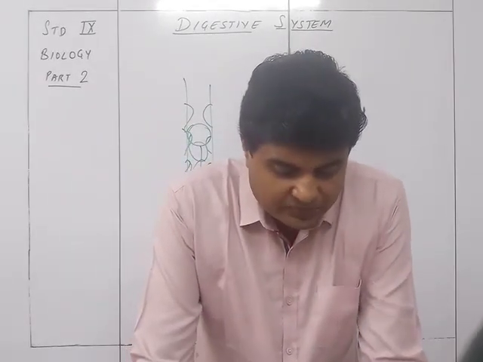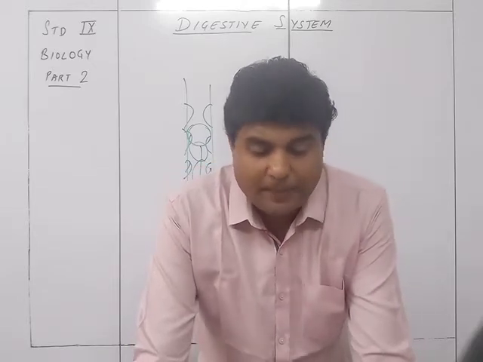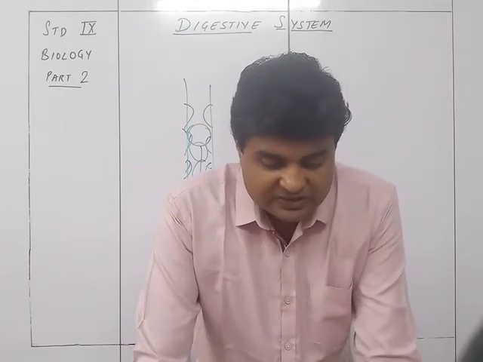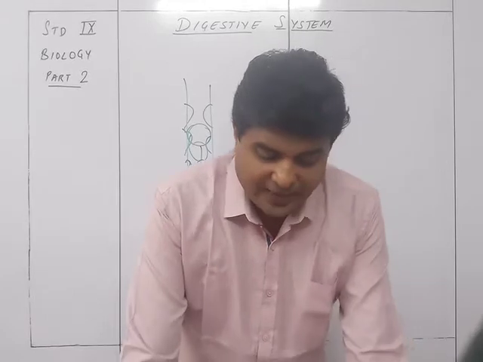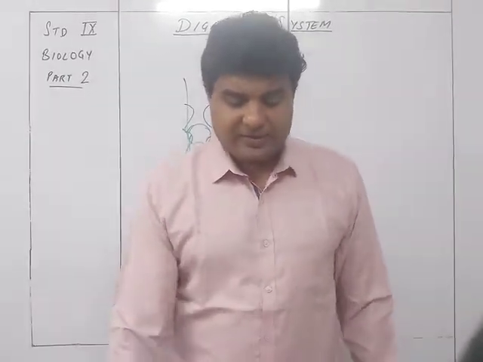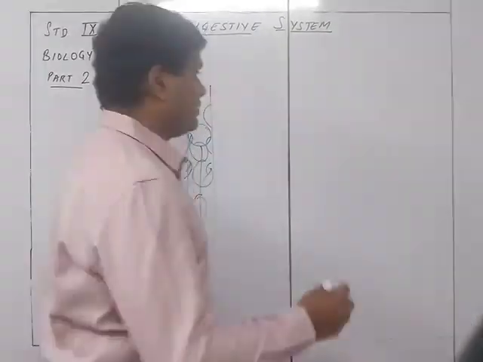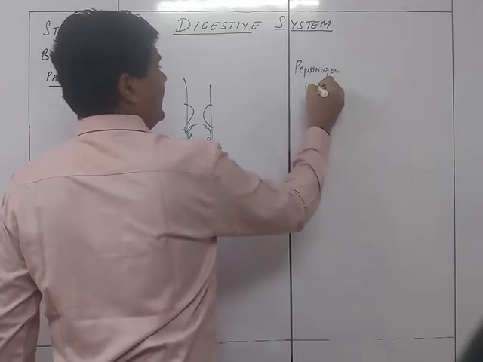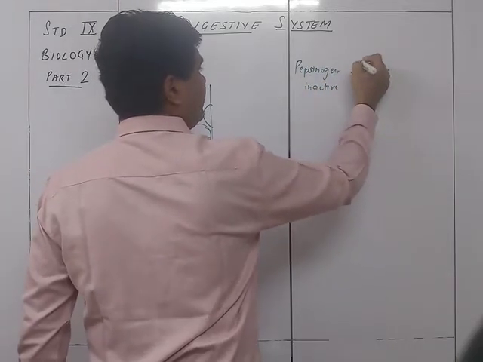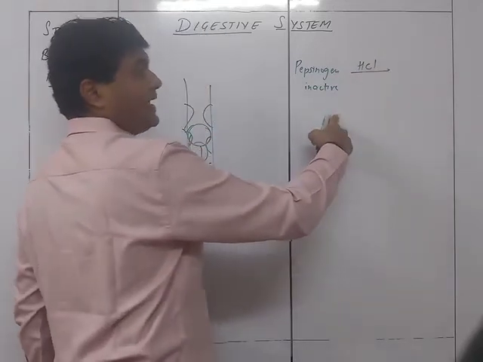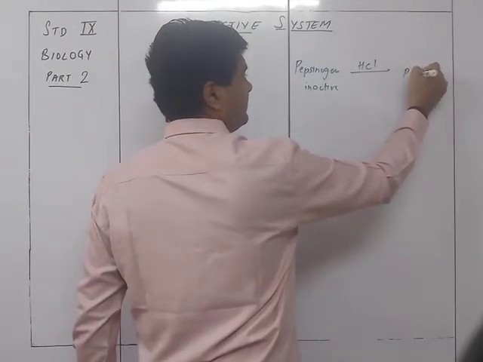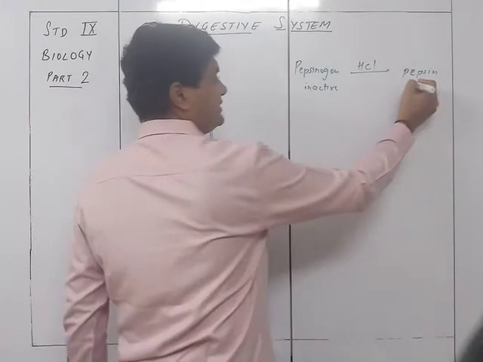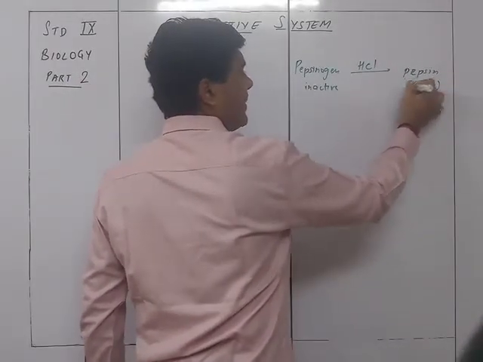Pepsin digests proteins only about 20% into peptides. In fact, pepsin is first secreted as pepsinogen, which is then changed to pepsin by the hydrochloric acid. So first of all, there is an inactive part, pepsinogen. This inactive pepsinogen is going to be activated by the HCl which is present in the gastric juice and get converted into pepsin. So now it is active in nature.